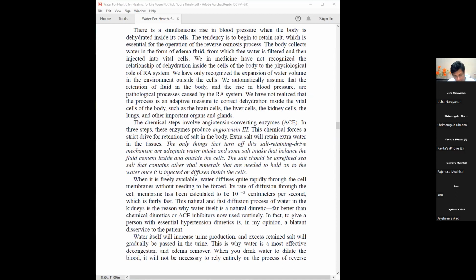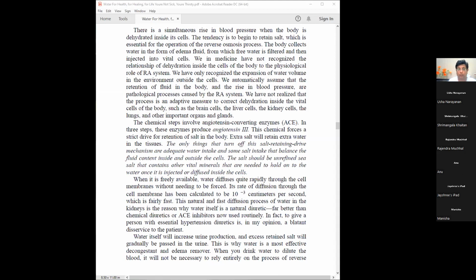We in medicine have not recognized the relationship of dehydration inside the cells of the body to the physiological role of the RA system. We have only recognized the expansion of water volume in the environment outside the cells. We automatically assume that the retention of fluid in the body and the rise in blood pressure are pathological processes caused by the RA system. We have not realized that the process is an adaptive measure to correct dehydration inside the vital cells of the body, such as the brain cells, the liver cells, the kidney cells, the lungs, and other important organs and glands.